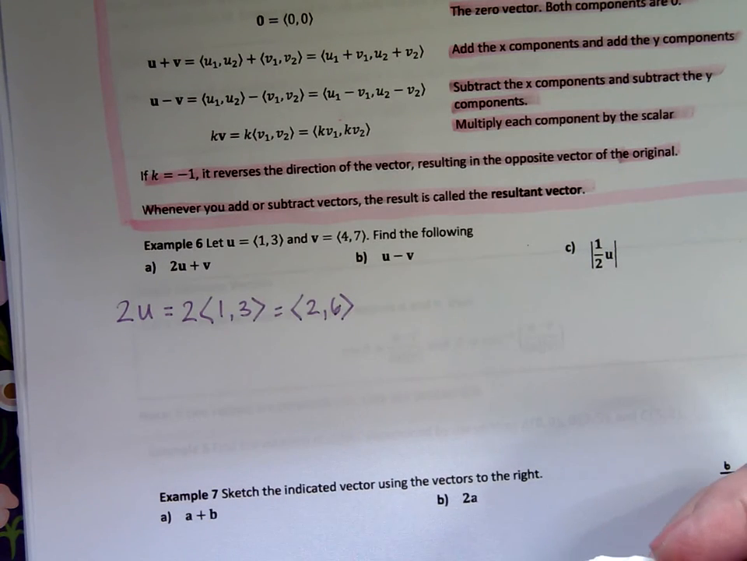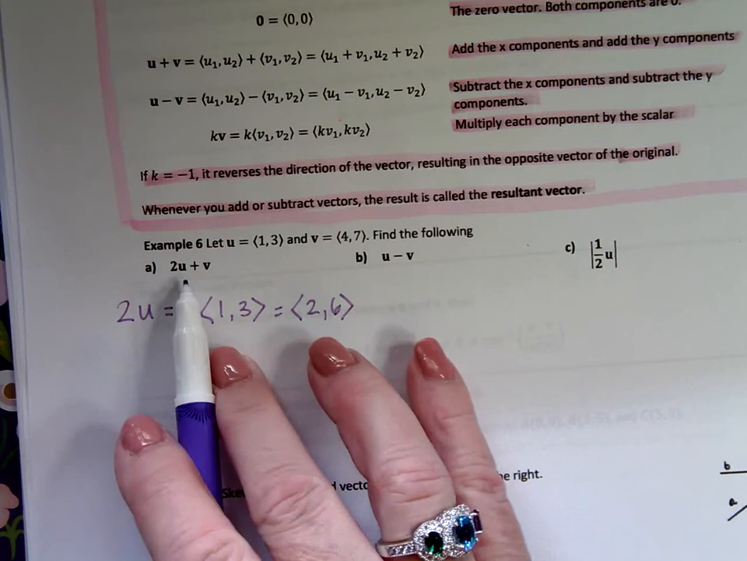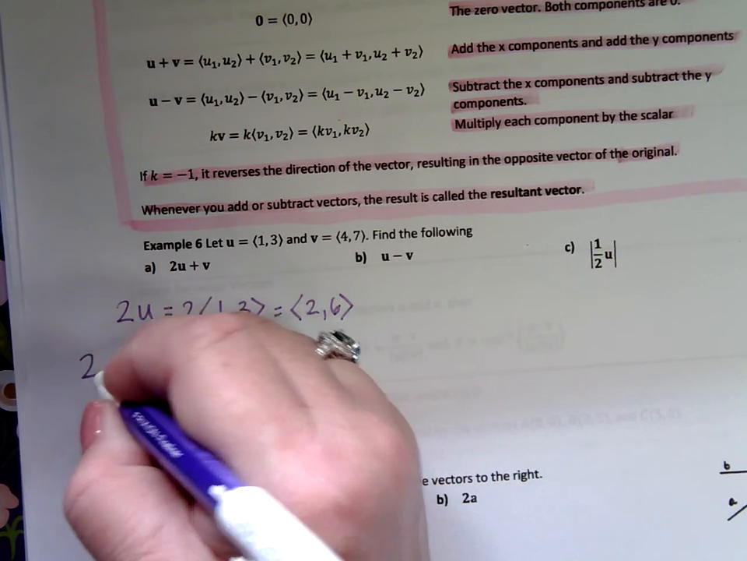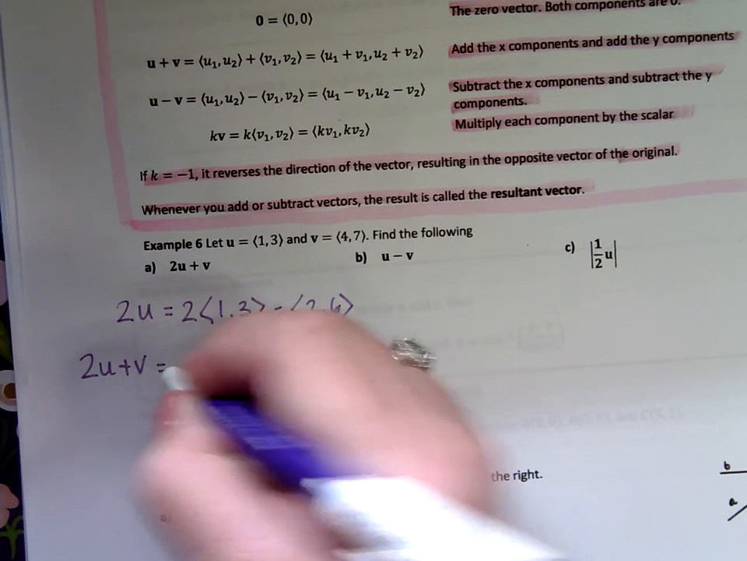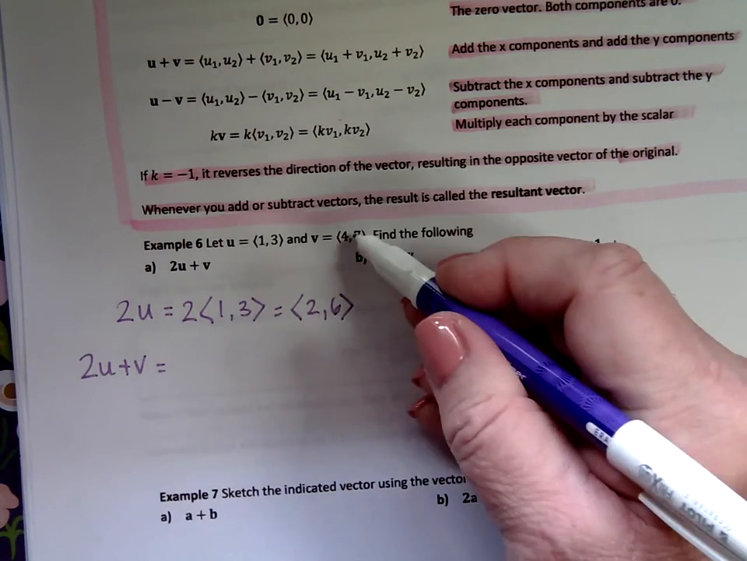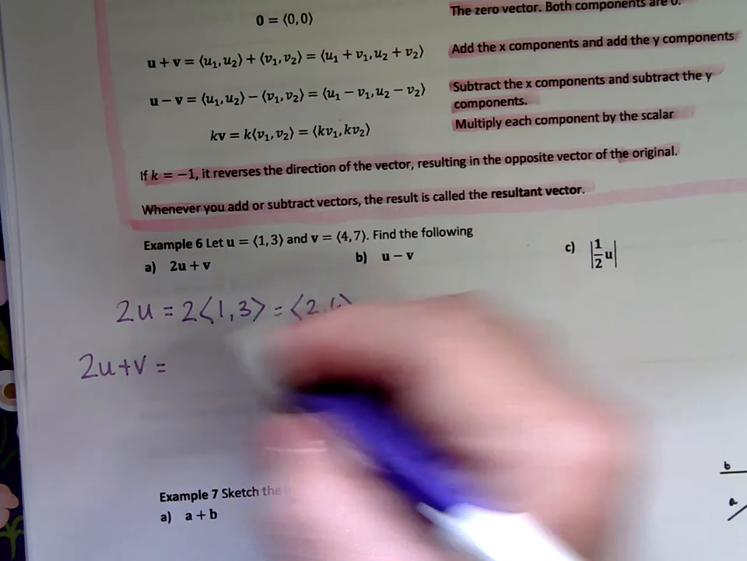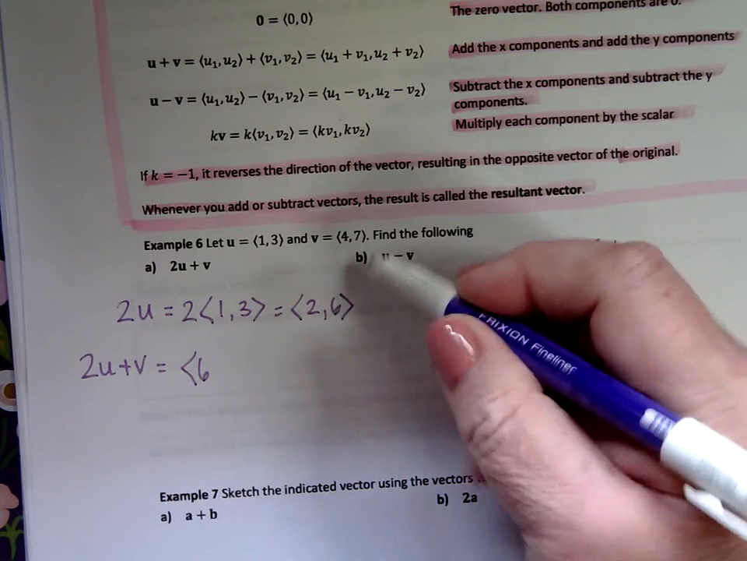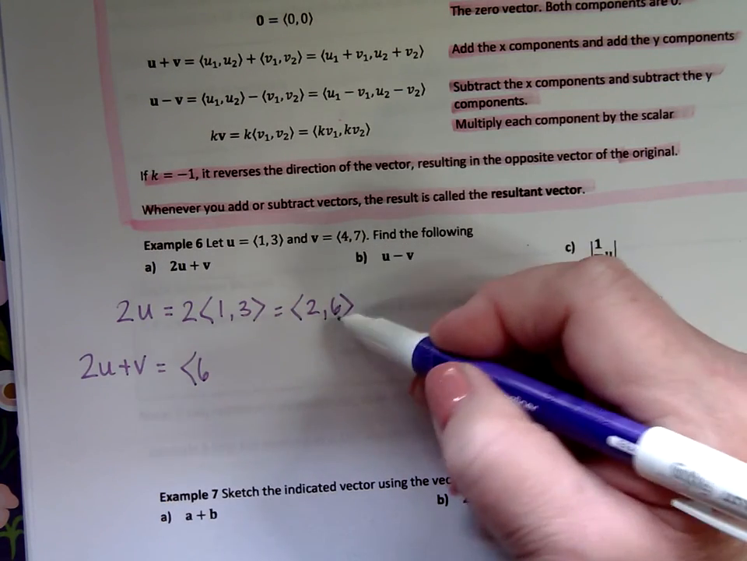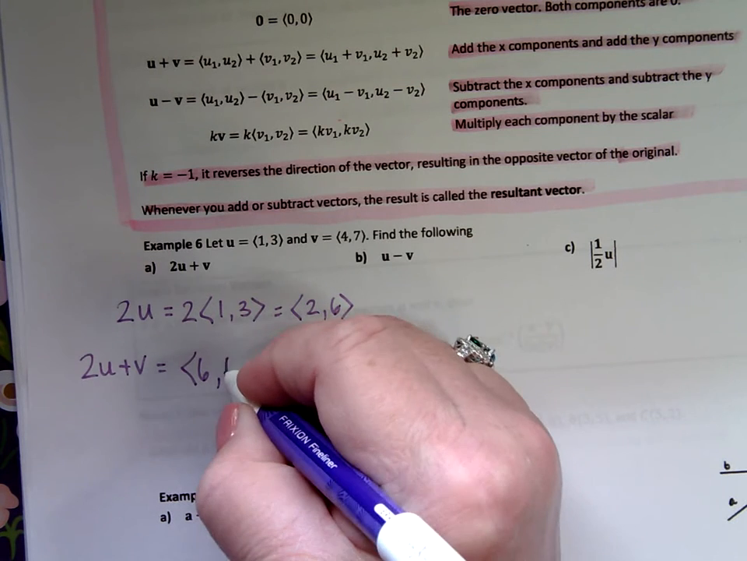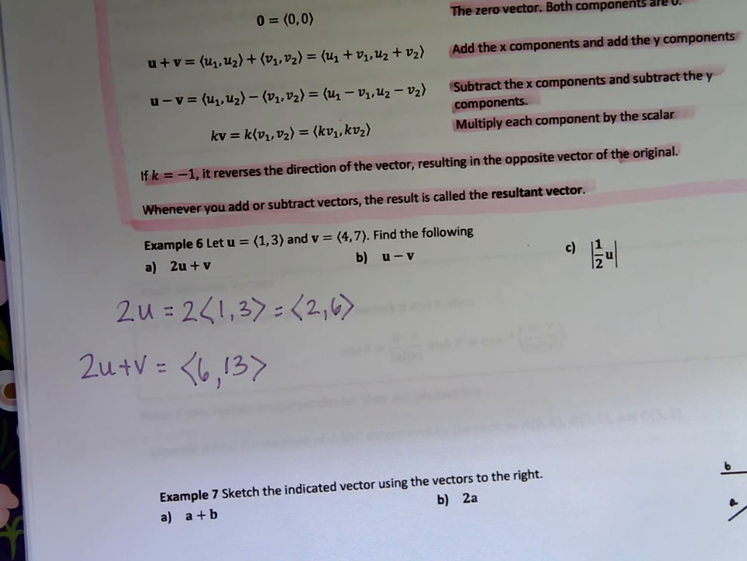But then I need to take that, that's only this piece. If I do 2u plus v, now I need to take that answer and add v with it. So x and x, 4 plus 2 gives me 6. Y and y, 7 and 6 gives me 13. That's my answer. Literally, you're taking the x's and doing what you need to do with them, and the y's, and keeping them consistent, not mixing the two together.